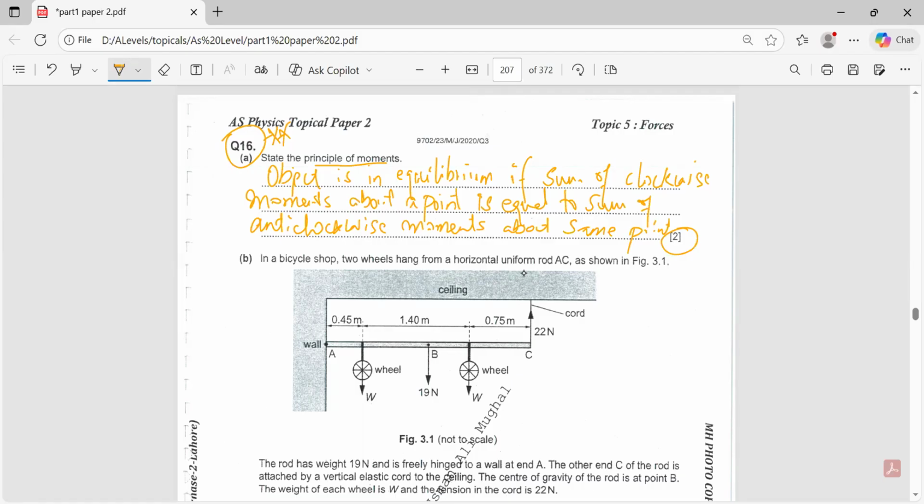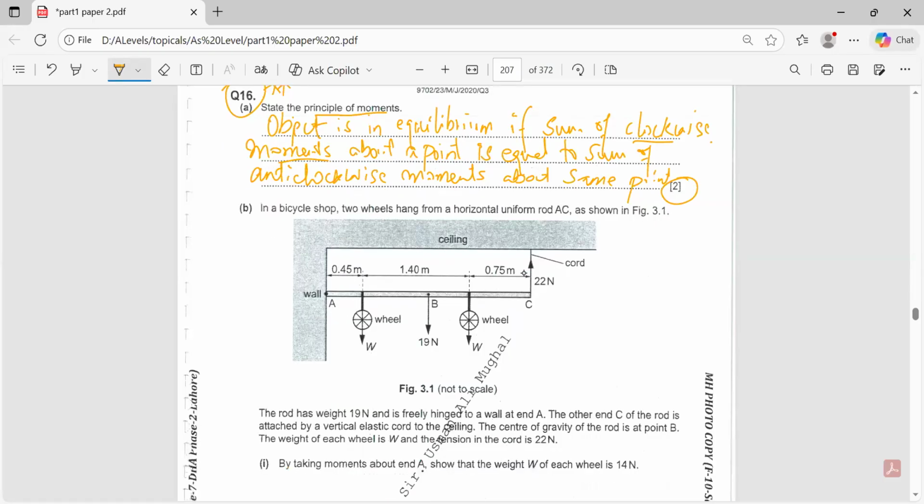marks. So object will be in equilibrium if sum of clockwise moment about a point is equals to sum of anti-clockwise moment about the same point. So this definition is very important.